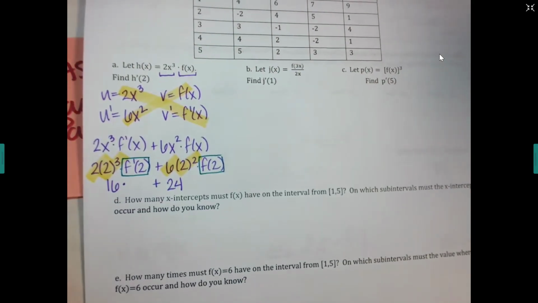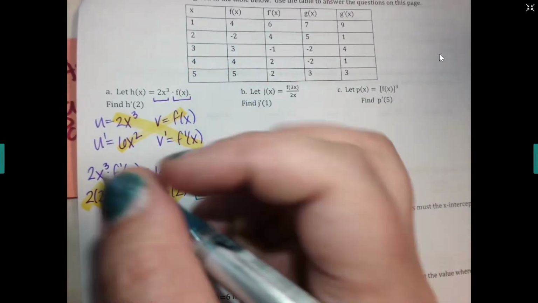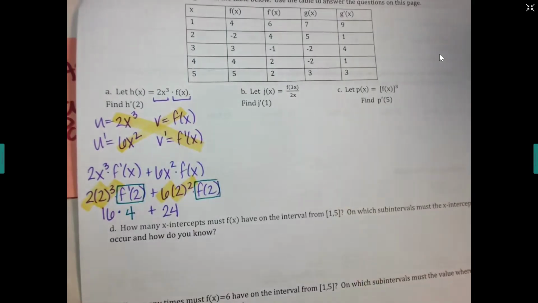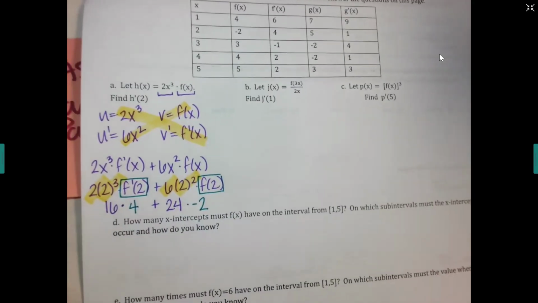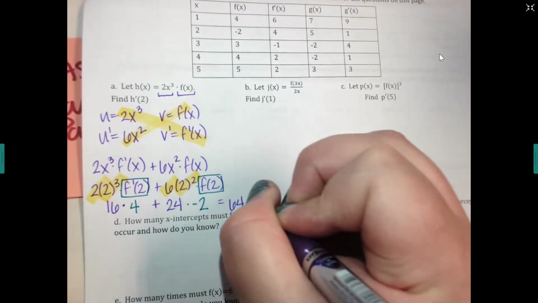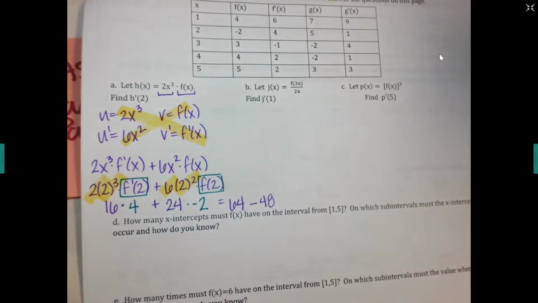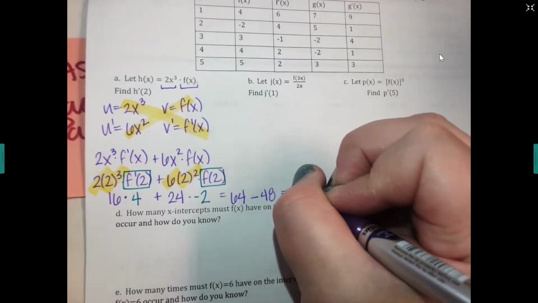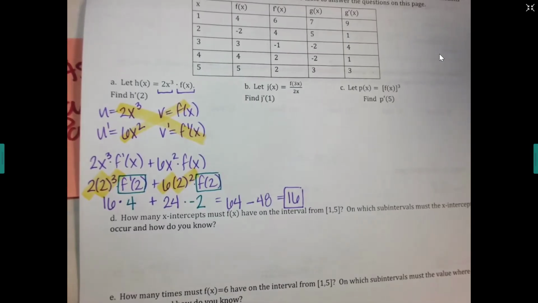So hopefully we're good with reading these. F prime of 2, you would go into the F prime column as a 4. And then F of 2 would be negative 2. 16 times 4 would be 64. And then 24 times negative 2, that'd be minus 48. 64 minus 48 would be 16. Okay? Questions on that? All right. Go ahead and turn the page.